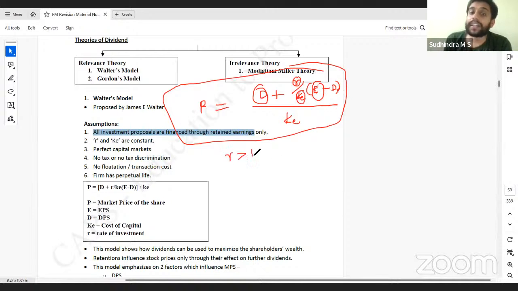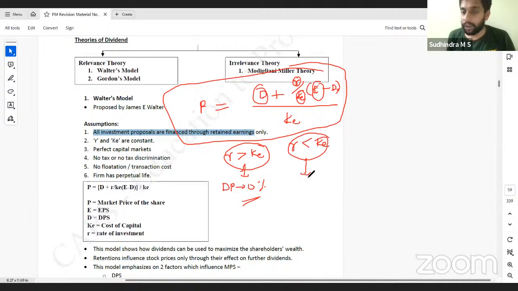If R is greater than KE, whether you go with retained earnings or payment of dividend? Retained earnings. So in this case, optimum dividend payout ratio is 0%. Correct? Whereas if R is less than KE, what is the optimum dividend payout ratio? 100%. Whereas if R is equal to KE, any ratio can be optimum, right? This holds good for Gordon's model as well. Both Walter and Gordon. Yes.